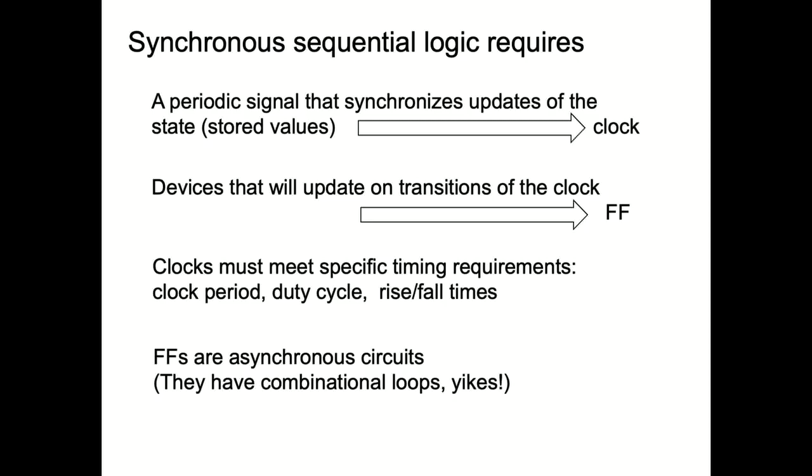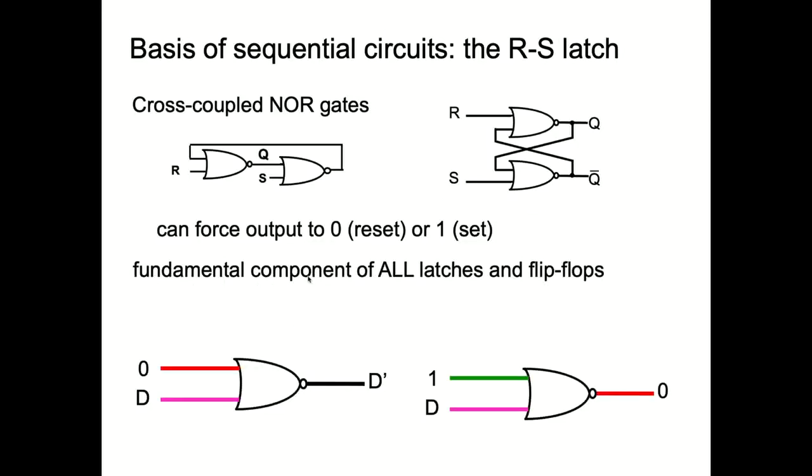Flip-flops themselves, though, are asynchronous circuits. They have combinational loops. So let's talk about how we design flip-flops. A basic design of a flip-flop is based on two cross-coupled gates. They're basically in a loop, or we can draw them this way. We will call one input R, the other input S, and we will label the two gate outputs Q and Q bar, and you'll see why we call them that in a minute.